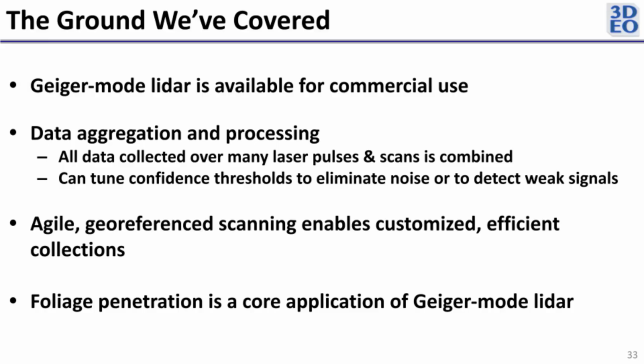The kind of scanning that we do, we call agile georeference scanning. It's a patent pending thing because we tweaked it just a little bit from Lincoln Lab, just enough to get a patent. But anyway, it does allow us to engineer our collections, and I think that foliage penetration really is one of the key applications of Geiger-mode, at least unless you want to go to space.